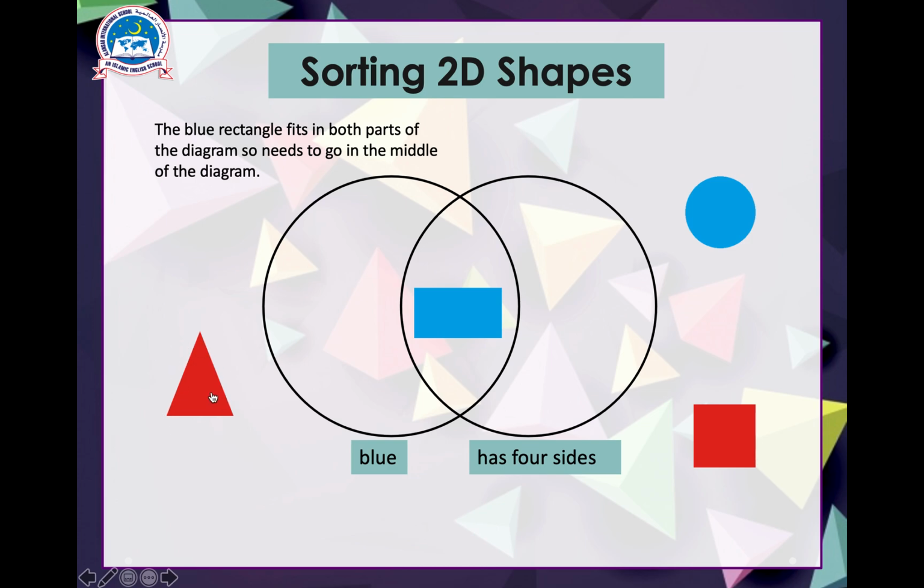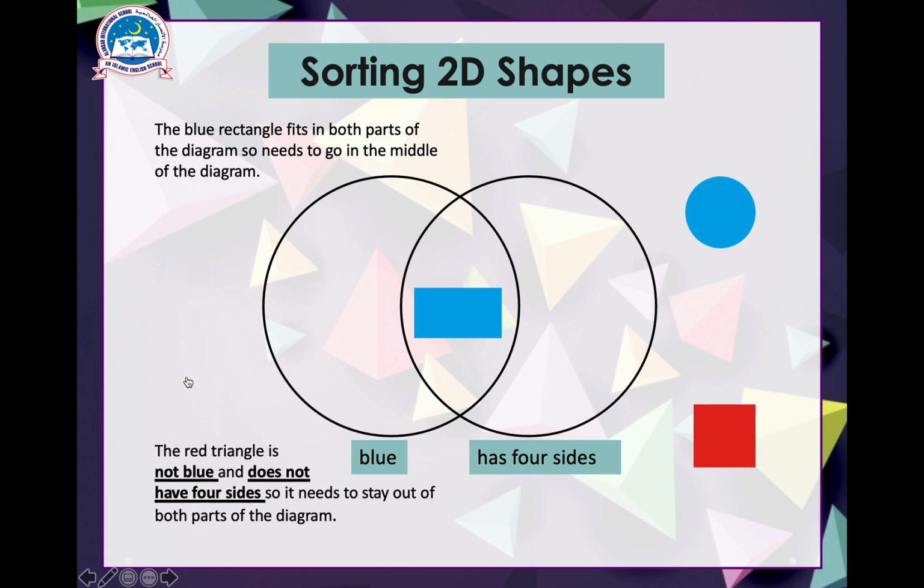Let us look at this one over here. This triangle over here. Is it blue? No, it is not. Does it have 4 sides? No, it does not. So we cannot do anything with this red triangle because it's not blue and it does not have 4 sides. So it needs to stay out of both parts of our diagram.